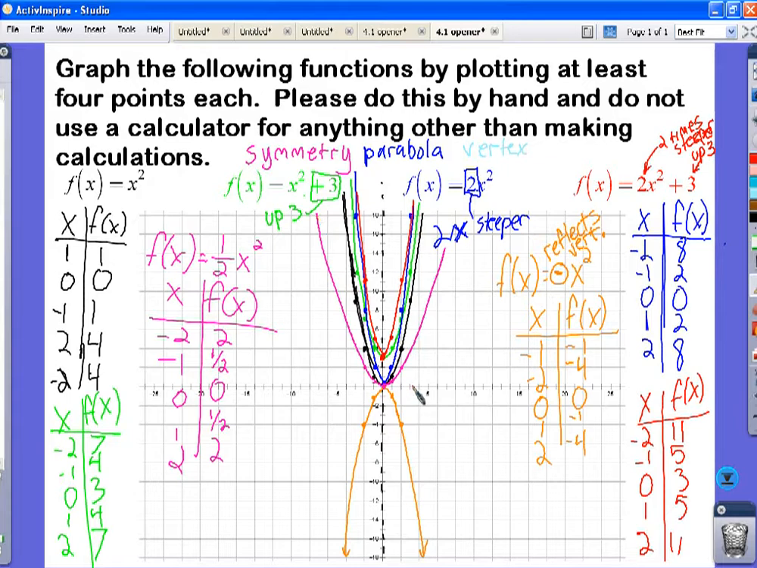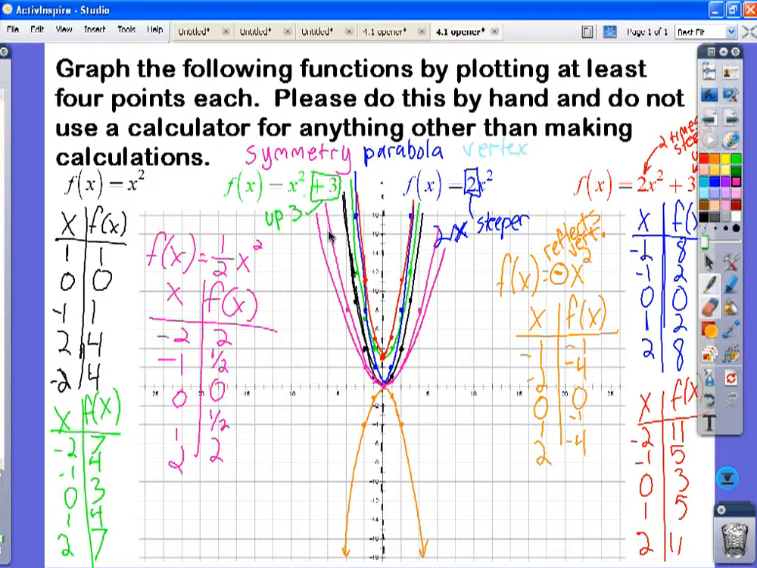4. Yes. 4 would give us 8, right? 4 squared is 16, but then we divide it by 2, and we should get 8. So I should really kind of redraw this. And we should get negative 4 going through 8. I'm going to erase those.